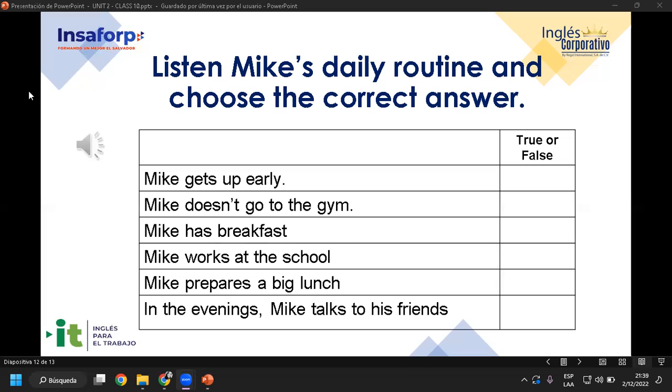Okay. Everybody, do you have the answers? Yes or not? Ajá. ¿Tienen las respuestas o quieren escucharlo una última vez? One more time? Yeah. Okay, una última vez, everybody. Remember, traten de ir escuchando por lo menos las palabras claves. All right. So, tratemos de ir entendiendo algunas ideas. So, I'm going to play the audio one more time. Everybody, microphones off, please. And pay attention.